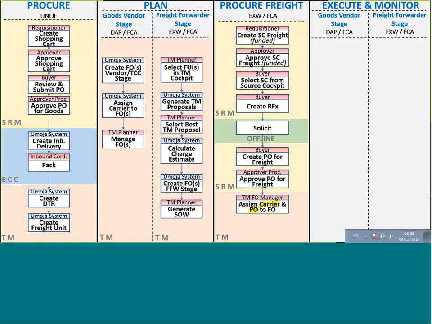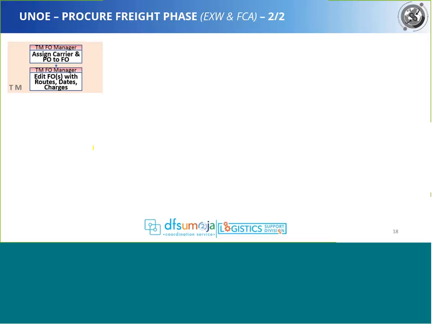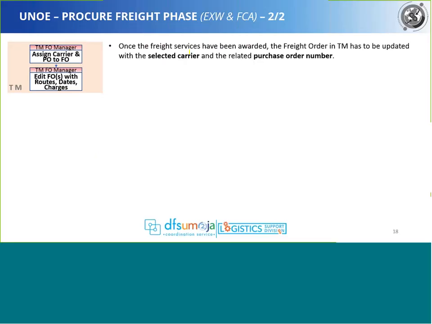Okay. Besides assigning the carrier and the PO number, it's also possible to enter in DFOs and to amend the route, the dates, and the charges. Okay, so we'll be talking about this in the next slide. So once the freight services are awarded, we need to enter in TM the selected carrier and enter also the PO number related to that freight procurement.